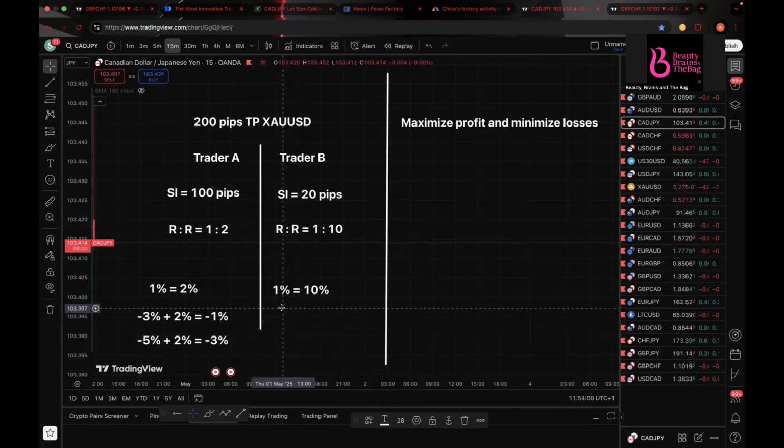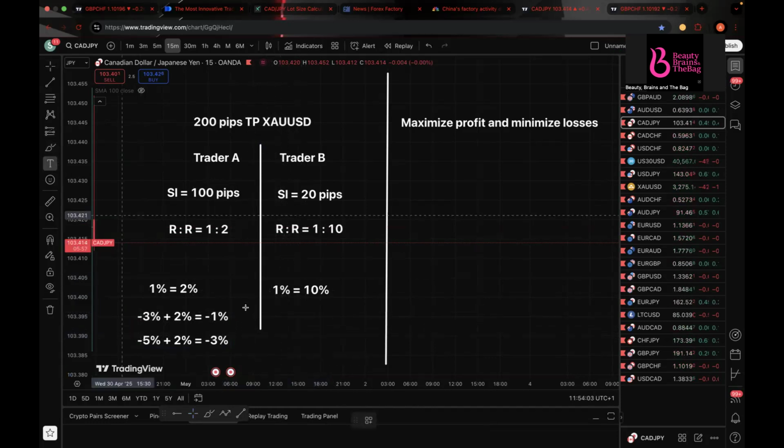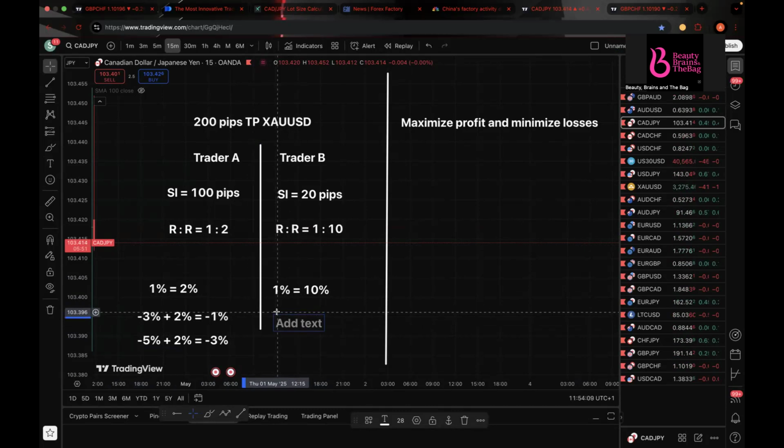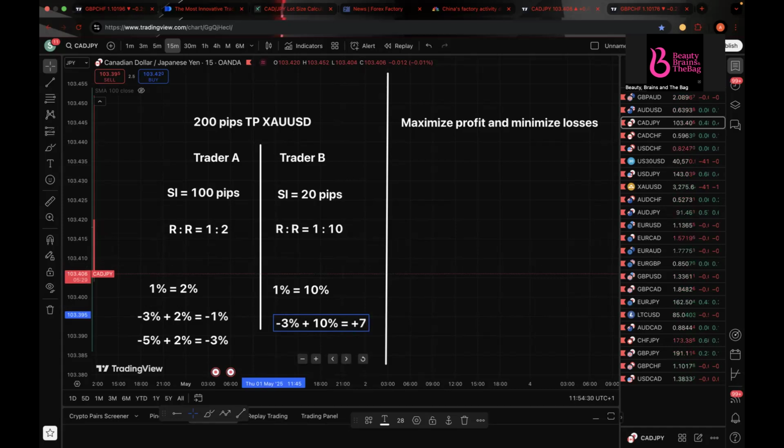Are you seeing this? Now let's go back to this. Same situation here. The person loses 3 trades, the person loses 3%. The moment the person wins that TP, the person wins 10%. The person is up by what? Plus 7%. And a situation whereby the person loses 5 trades in a row and wins one trade after that.